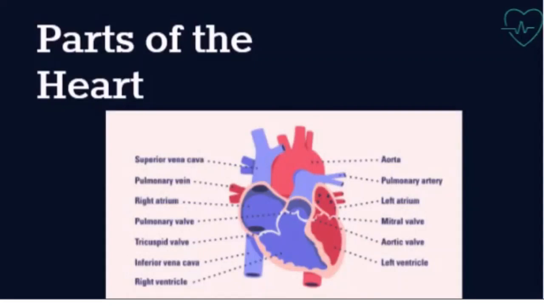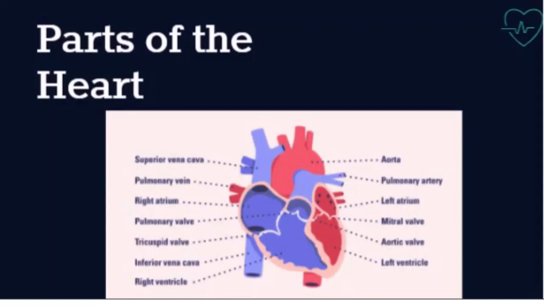And I'm pretty sure you all know that we have 4 chambers in the heart. The left atrium, the right atrium, the left ventricle, and the right ventricle. The ventricles are the bottom 2 chambers and the atriums are the top 2 chambers. So the atriums are actually the receiving chambers of the heart.